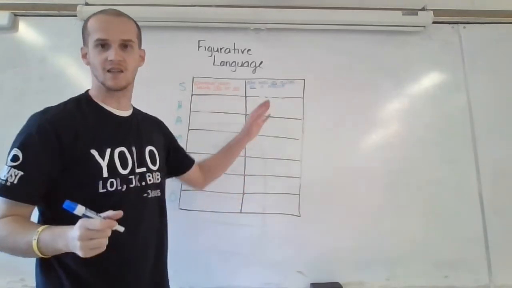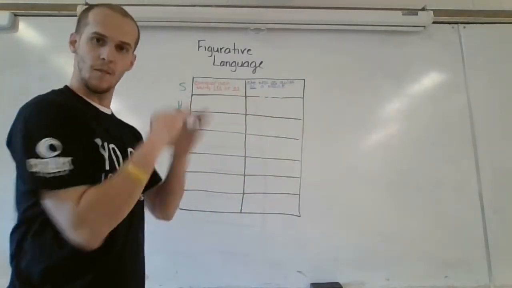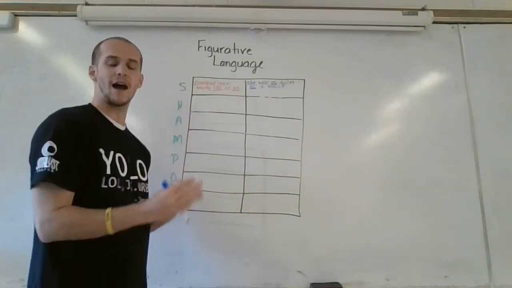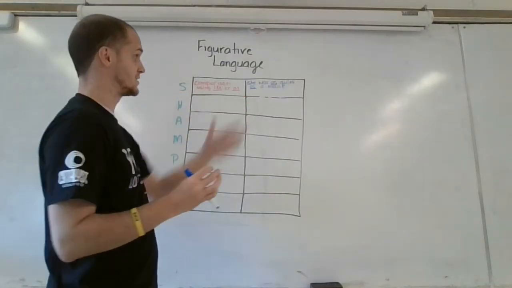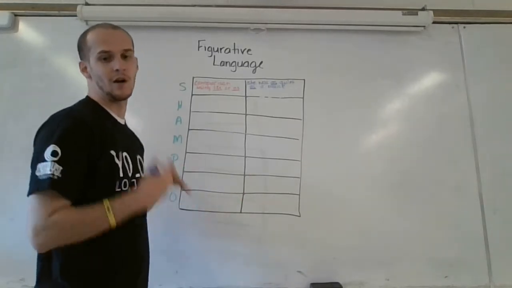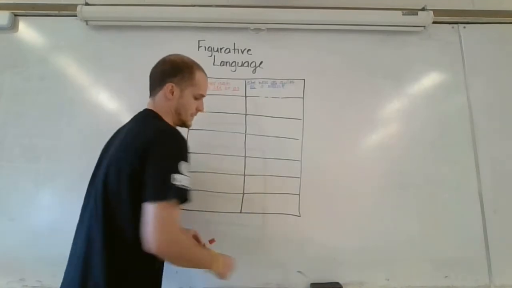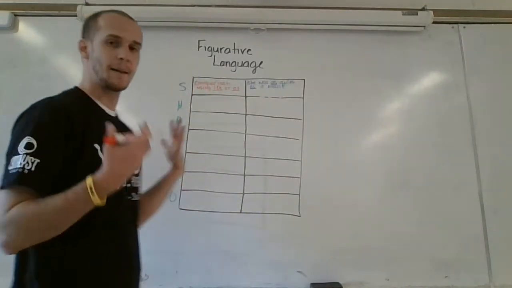She was as quiet as a mouse. So you're comparing she to a mouse and how quiet both of them were. And it uses the word as. That makes it a comparison using like or as. And therefore, that is a simile.